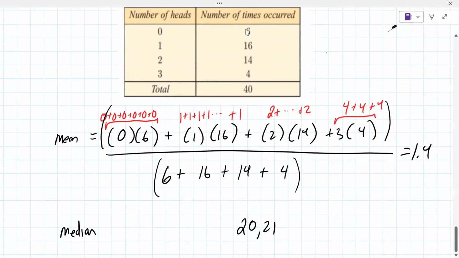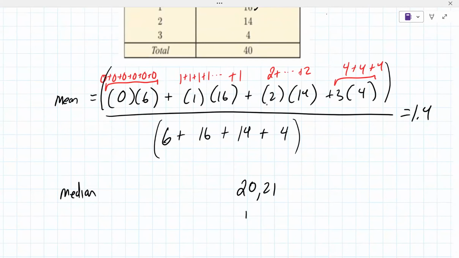Okay, so the first six are 0, and then the next 16 are 1. So that gets you the first 22 numbers. The first six are 0, but then the seventh number up through the 22nd number are 1. So that means the 20th and the 21st number are both 1.